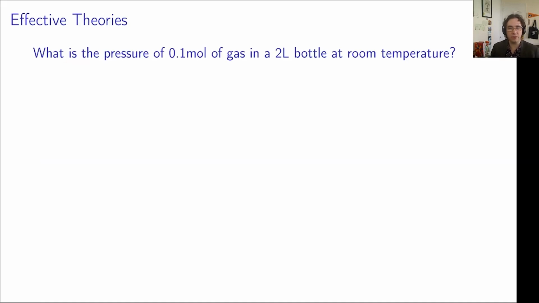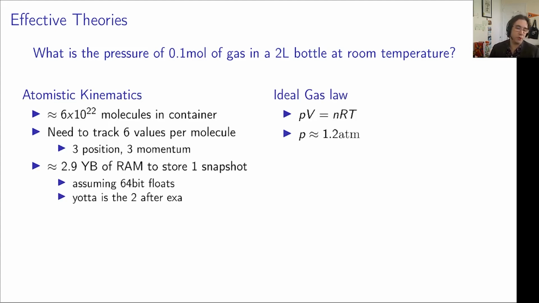Kind of a concrete application of how we would use such an effective theory to describe the scale of interest. So say we wanted to answer a question like, what is the pressure of 1/10 of a mole of gas in a 2-liter bottle at room temperature? If we know about atoms, we could compute the pressure by tracking every atom in the container, figuring out how often it hits the wall, and measuring the pressure by how much force was applied.